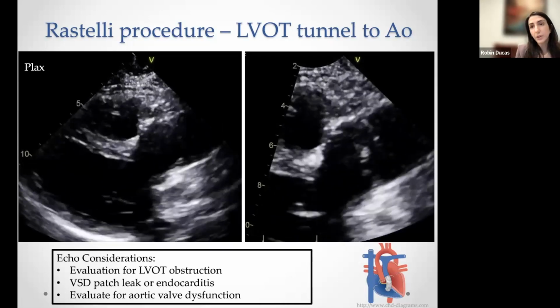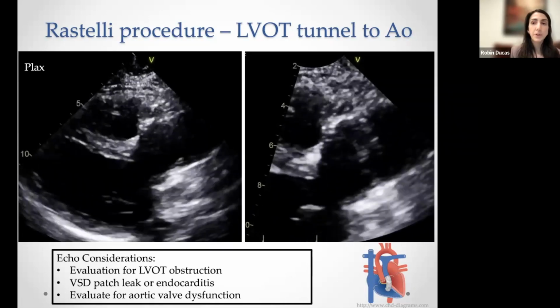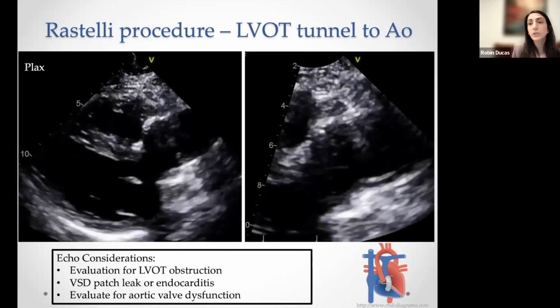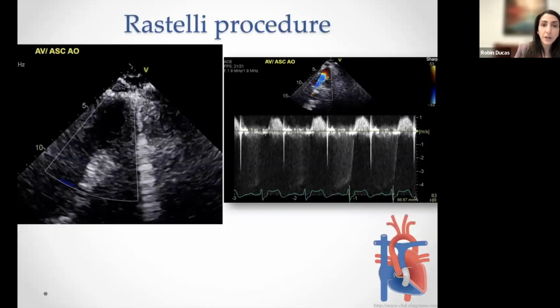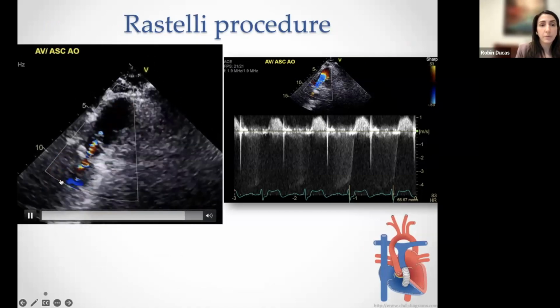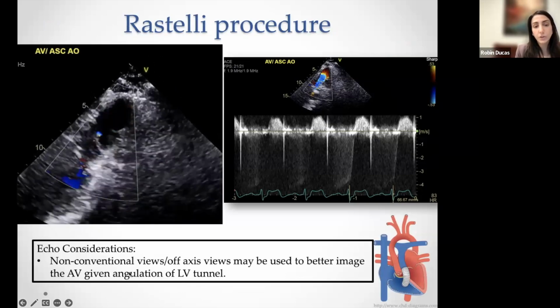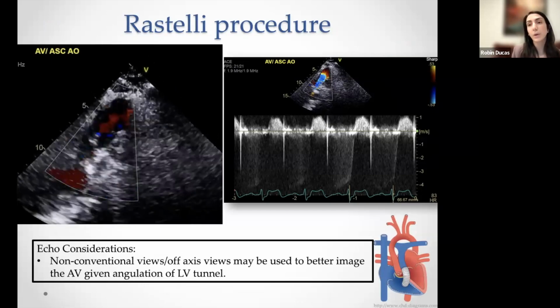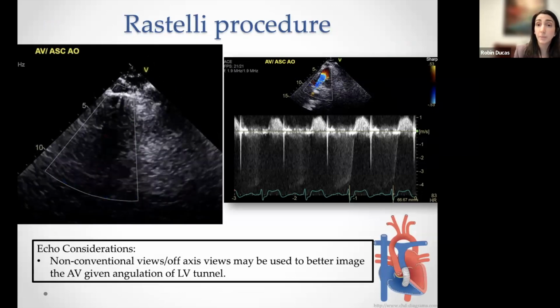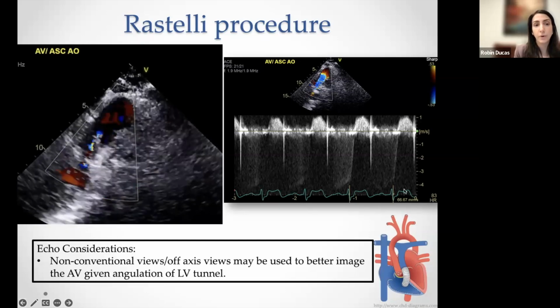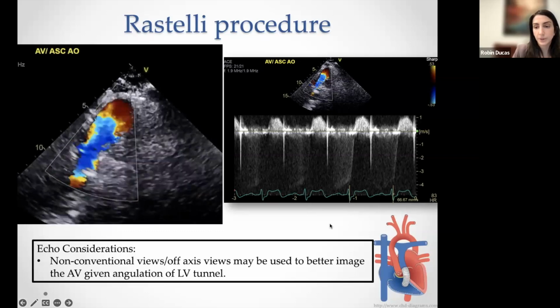And so the considerations that you'd have when imaging a patient with a Rastelli procedure would be to make sure there's no LVOT obstruction, to evaluate for any endocarditis or VSD patch leak, and to look for aortic valve function. Now, because the aortic valve isn't lined up properly due to the TGA, using off-axis views can be very helpful. So this is an example of a right parasternal view here, where they're able to show the ascending aorta and the aortic valve. So these non-conventional views can be very useful, and this is why looking at old images to see how they did the study last time can be helpful. Because the angulation is improved in this view, we lined up our Doppler and got our view of our mild AI and no evidence of stenosis.